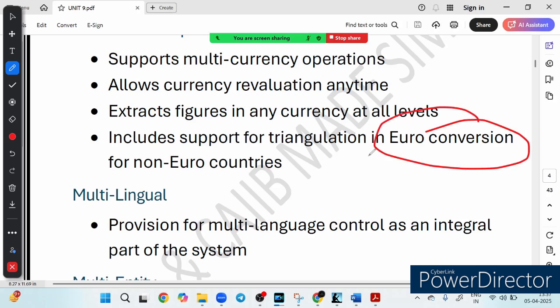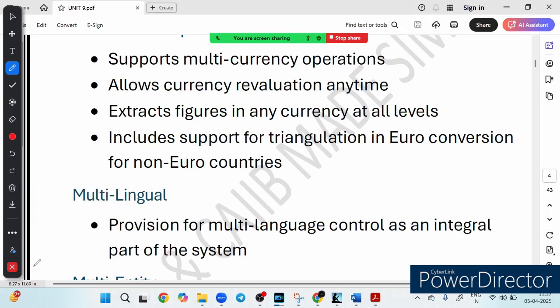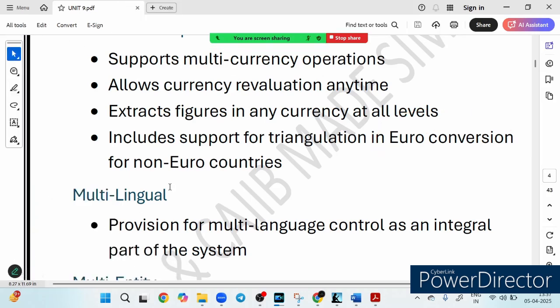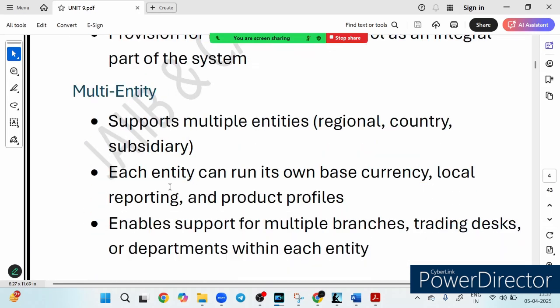Euro triangulation means that if you are converting between two non-euro currencies, the system uses the euro as a middle step to ensure accurate conversion. Smart, right? Multilingual means banks serve customers across the globe, so the system supports multiple languages, whether the customer prefers English, Hindi, French or Japanese. Banking feels local and personal.